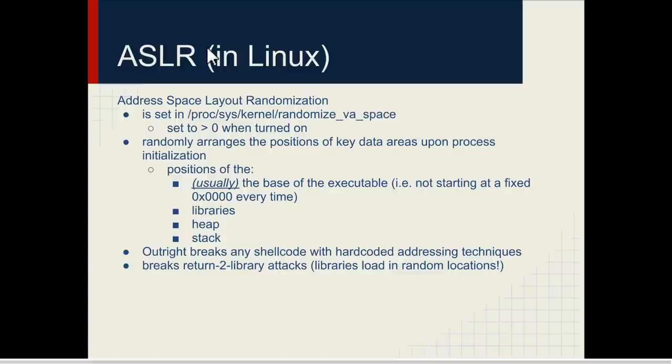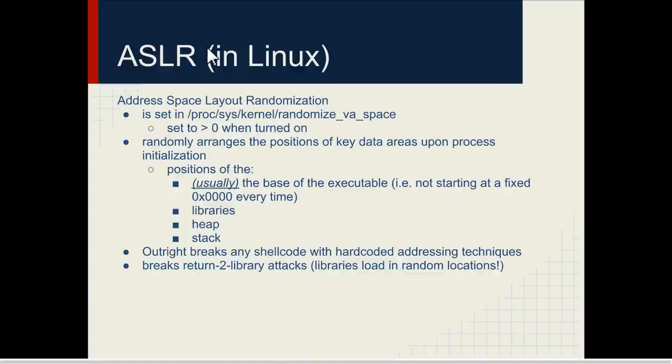Its primary feature for mitigating stack attacks and basically executable attacks is that it randomly arranges positions of key data areas upon process initialization. So right at runtime, when everything's being put together in memory, the positions of the base of the executable are randomized, the positions of the libraries are randomized, and the heap and the stack are also randomized as well. Essentially what that means is the beginning of the stack is some random position. The beginning of the heap is some random position. They still grow in the same ways. They still behave the same.